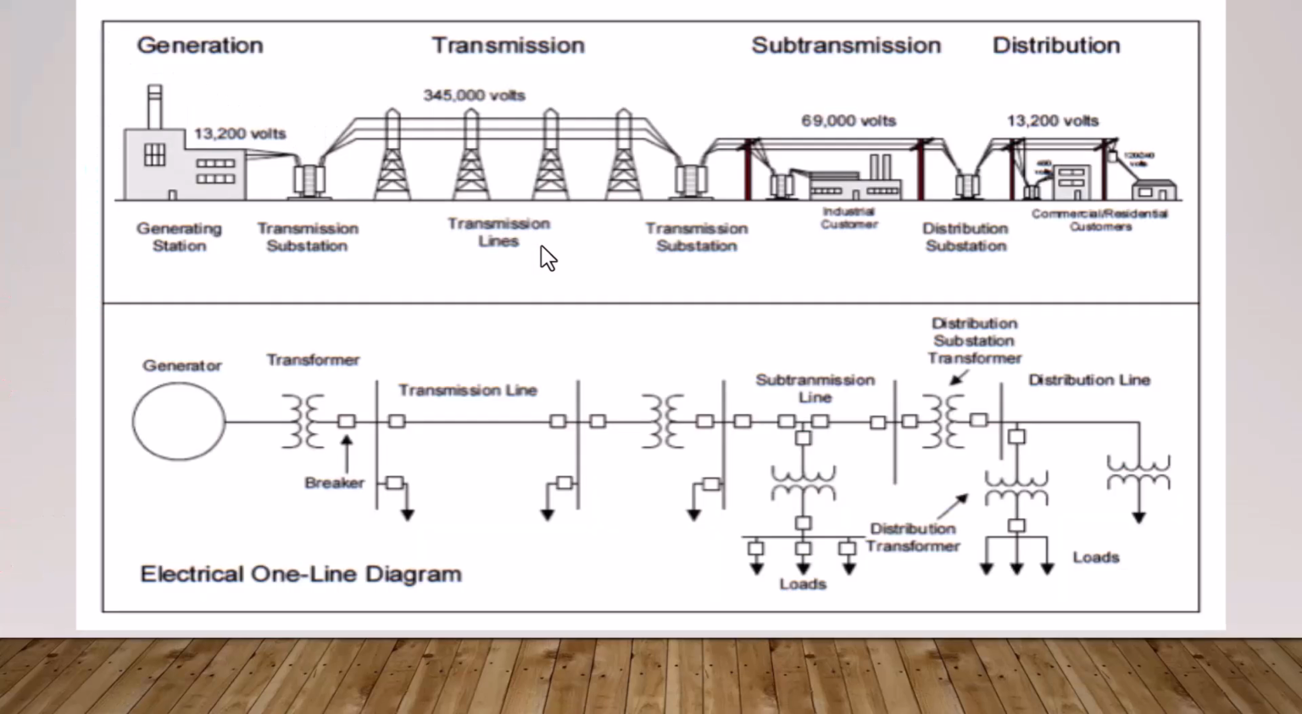This image illustrates the complex flow of electrical power from generation all the way to the users, and it's broken into four main stages, that is generation, transmission, sub-transmission and distribution. At the top of the image, we can see a real-world layout showing how electricity moves across the power system. At the bottom, there is a single line diagram or one line diagram, which is a simplified electrical representation that engineers use to design and understand complex systems.